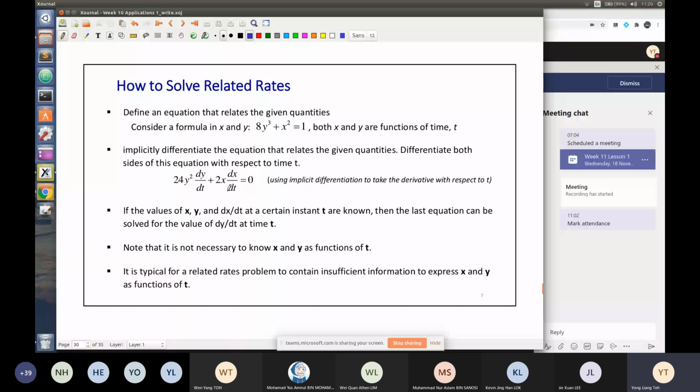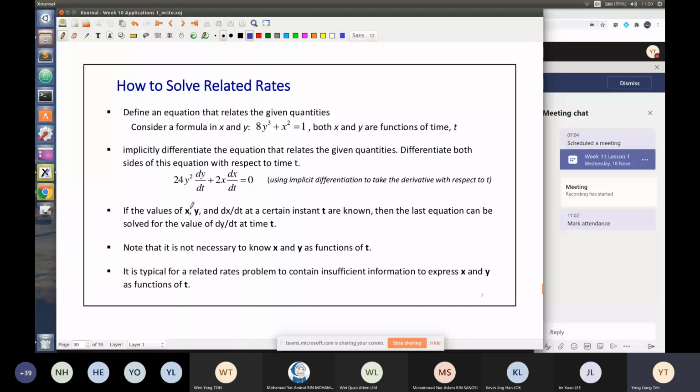Once you do that, you'll be able to get an equation involving the rates of change. It is possible here that you get more than two rates of change, as you will see in some examples later on. Once you have this, you can isolate your unknown, such as dy/dt. Let's say you're given dx/dt and you want to find dy/dt. So you just isolate your dy/dt, then subsequently plug in the given values at a particular time. These values may not be complete, so you may have to establish some other relationship to find other unknowns.